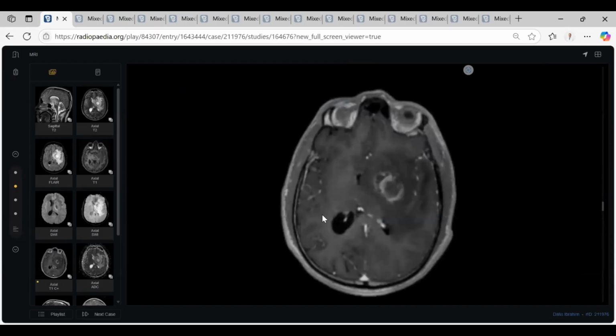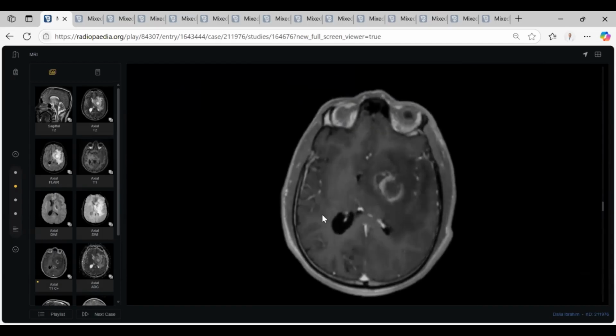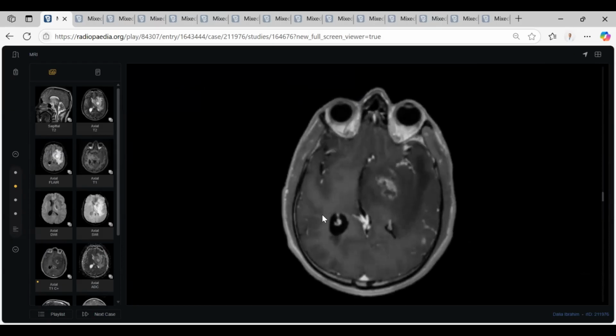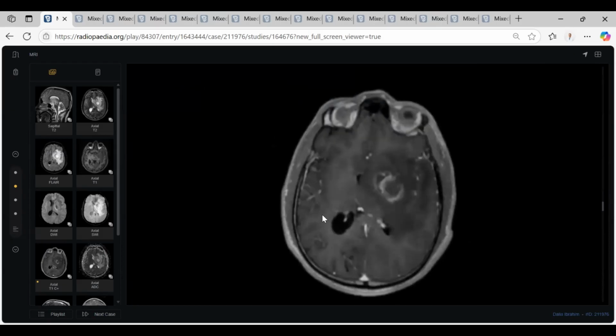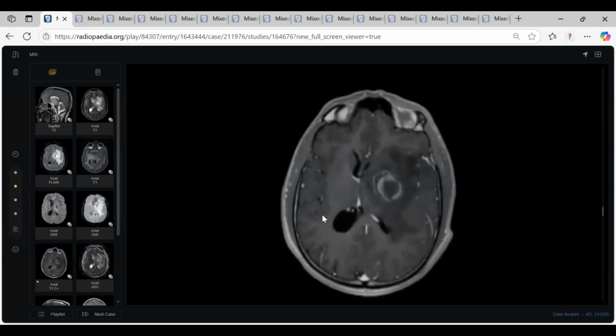It could be mets. In the post-contrast enhancement, there is evidence of peripheral enhancement. However, the wall of this lesion appears irregular. Also, I want to look at the meninges, because if there is mets, maybe there is evidence of meningeal carcinomatosis.